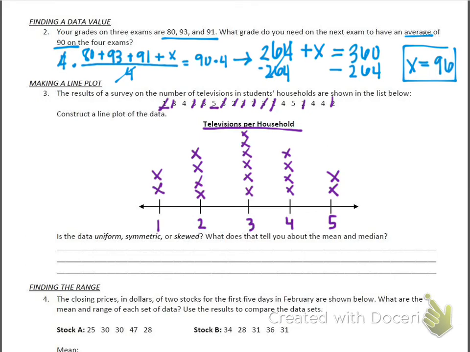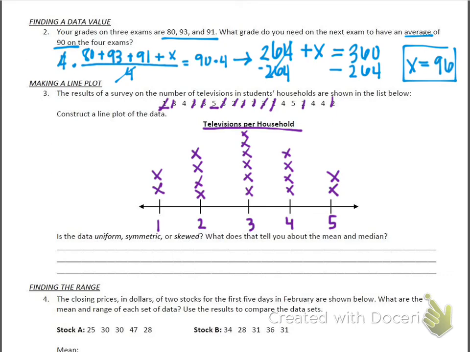What does that tell you about the mean and the median? They're going to both accurately represent the data. What else? What is the median number of televisions? Without even counting, what do you think it's going to come out to? 3. If I made you calculate the mean number of televisions, what do you think it's going to come out to? 3. So the mean and the median will be the same because this data is perfectly symmetric.